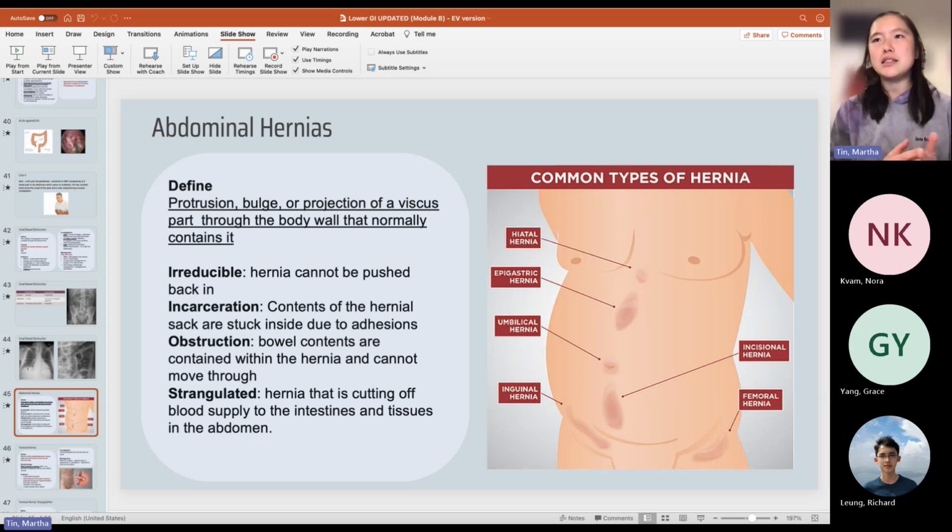And when it's strangulated, this is an emergency. We are extremely concerned because the hernia is cutting off blood supply to the rest of the intestines, and this, as you probably know, can lead to ischemia, can lead to necrosis, can lead to all kinds of really nasty things. So if someone's got a strangulated hernia, this is emergency surgery ASAP. Here it says obstruction as well, so it just means that there are bowel contents inside the hernia that can't move through, so that's also pretty bad.